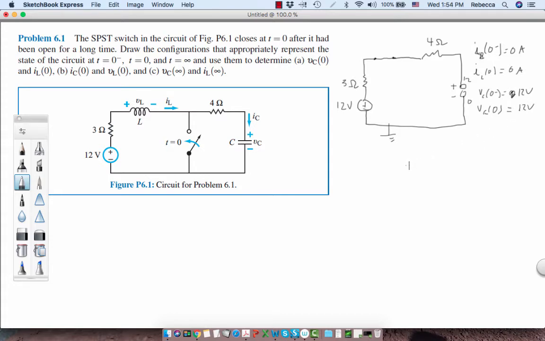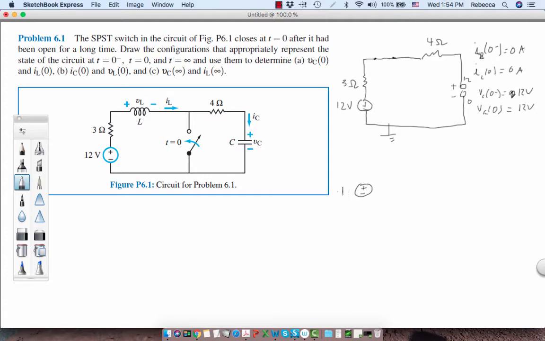So now let's look at what it looks like when time t equals 0. Well, right when the switch is thrown and current starts to flow, an inductor is going to act like an open circuit, and a capacitor, if it's charged, will act like a battery. If it's not charged, it'll act like a short circuit. So that's right when you throw the switch. So let's see what it looks like.